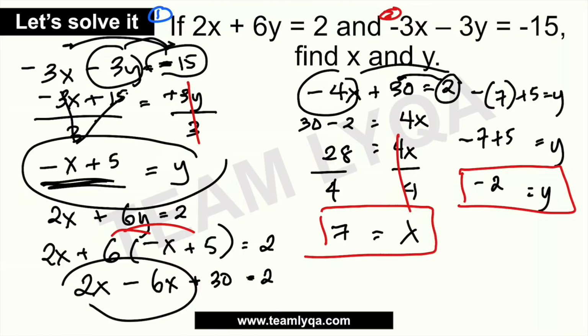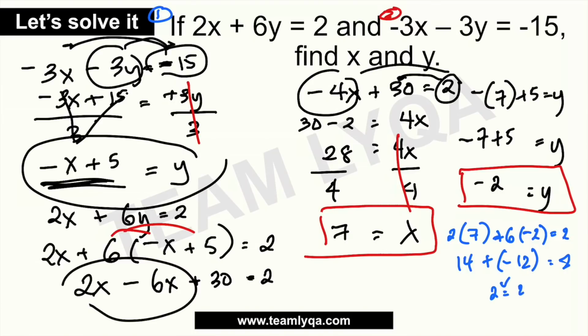Now again, just to make sure, isa-substitute natin yung nakuha nating x at saka nakuha nating y dito sa isa sa mga equations para makita natin kung tama talaga yung sagot natin. Subukan muna natin dito. You have 2 times x, which is now we know 7, plus 6 daw, times yung alam natin na y. So this will be negative 2 is equal to dapat ang lalabas 2. Subukan natin. This will be 14 plus, and then this is 6 times negative 2, magiging negative 12 siya. Is equal to 2. And tama nga naman. This is going to give us 2. So, tama tayo doon. Okay?